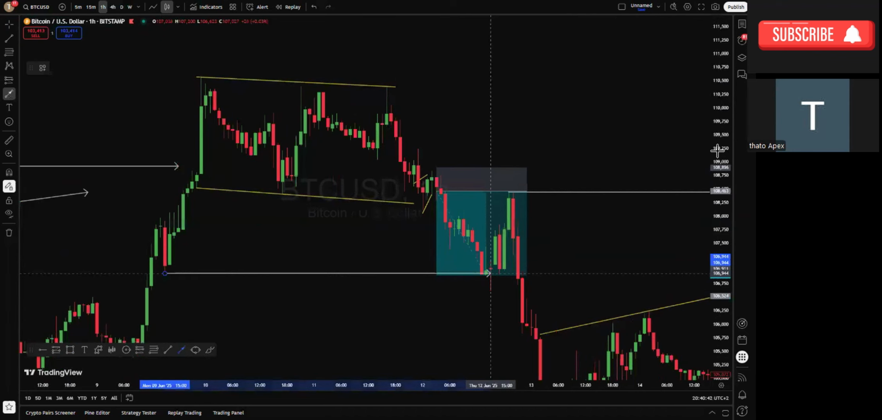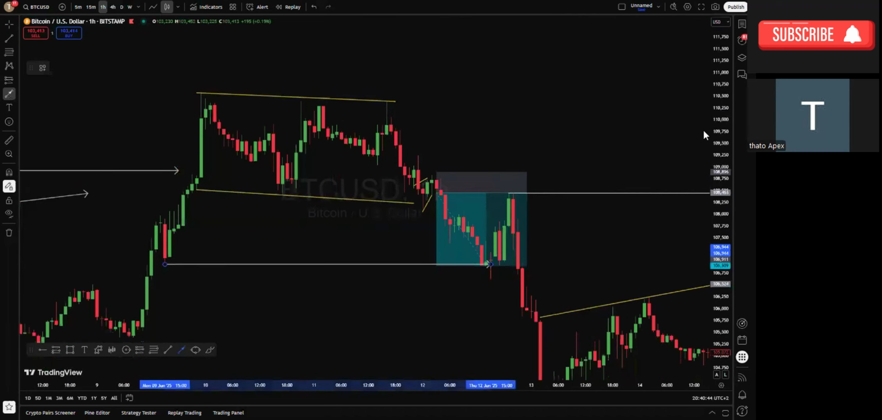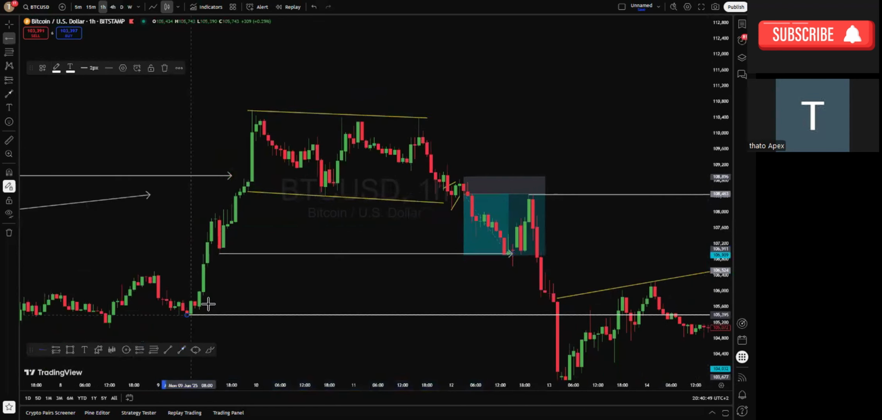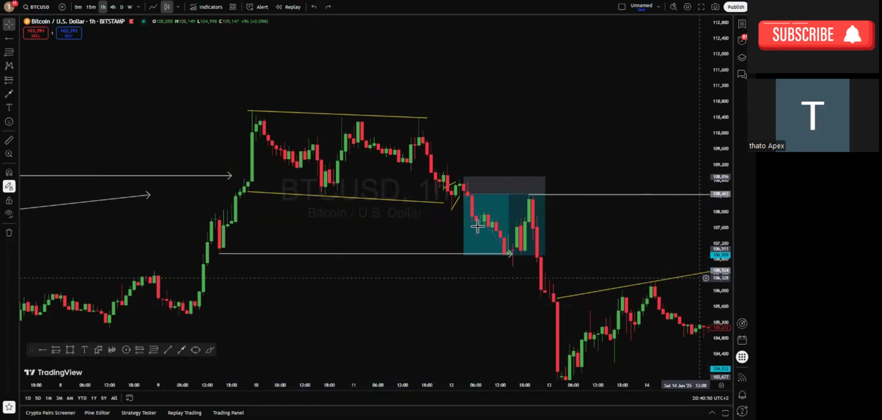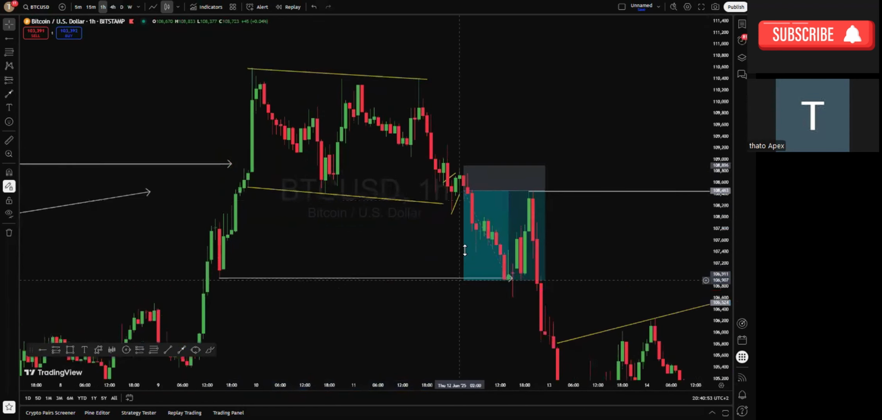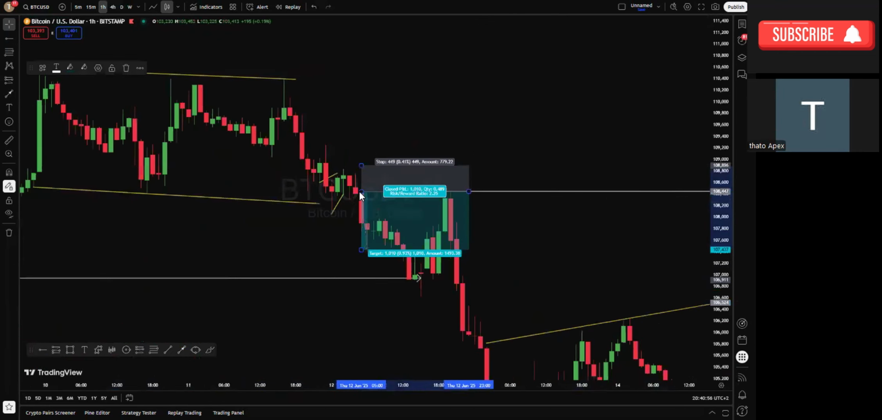Okay, and another target. Let's see, the target will be this one right here. So for management, I can see that we impulse, right? But then after impulsing, after these candlesticks, obviously I will be moving my stop loss to break even.